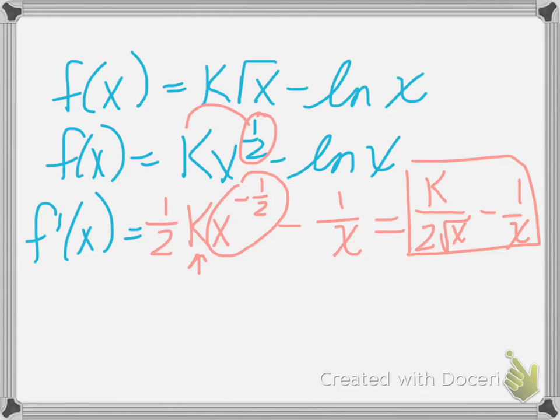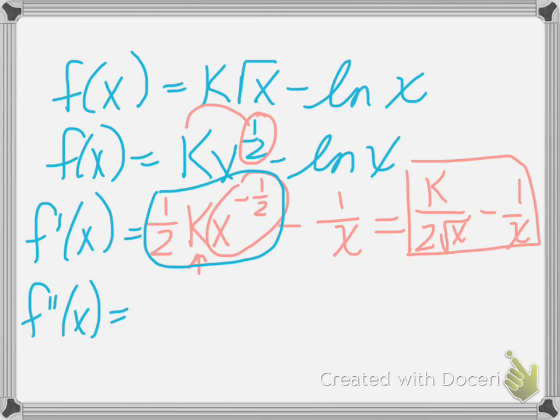Okay, then you need to find f double prime of x. In order to find the derivative, I'm not going to use the simplified version. I'm going to use this version right here because this will be easier for me to find the derivative. So I bring down the negative 1/2, and I multiply by a positive 1/2. That gives me a negative 1/4. K just stays there because it's a constant. X, and then negative 1/2 minus 1 is negative 1/2 minus 2/2, which is negative 3/2.